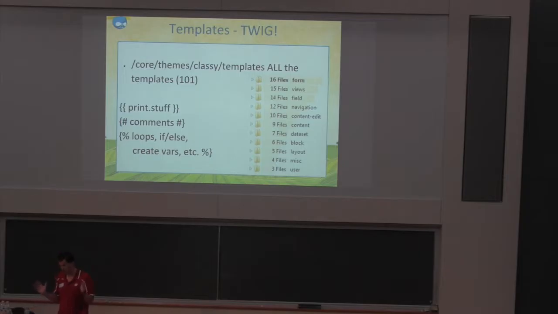So templates, Twig. So Twig is a template language. So there's 3 different ways of writing Twig, and I just have them here. So you can print stuff, you have comments, and then loops. And one of the big things that I like is that all the templates are in one place. So the core theme classy templates folder has all 101 templates. You can see the numbers for them. There's a lot of template files.